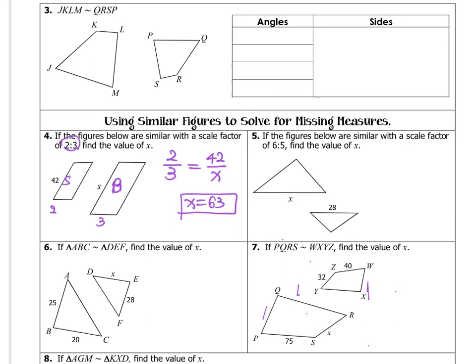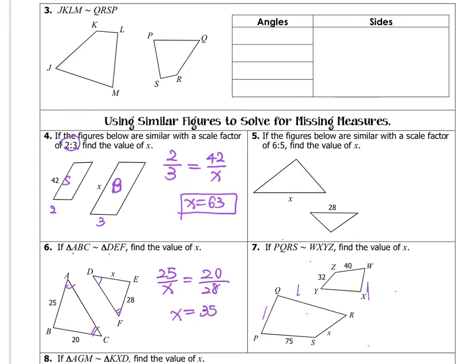scale factor. Again, be very careful. Do not just randomly pick one side of each. You have to use these angles to figure out which one corresponds with which side. So if I'm looking at 25, 25 is facing C, so I have to look for angle F right here. So if I set up this one, 25 over X, that's my scale factor. Then if I want to use 20, the other side is 28. Okay, if you cross multiply, the answer for that should be 35.